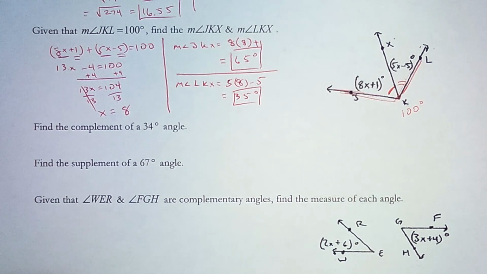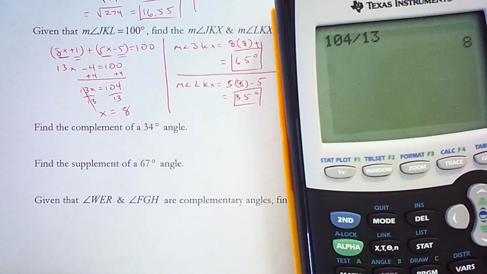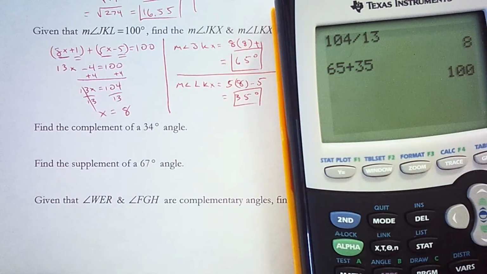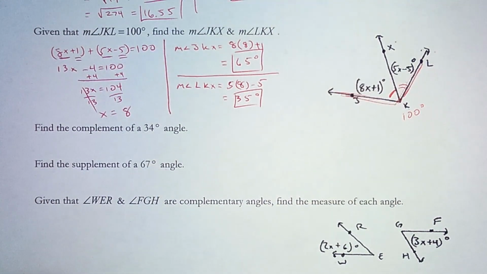Now one way that I can give a quick check here is to add those two angles. 65 plus 35 equals 100, just like it should. We were told it was going to equal 100. We got our two answers, and they do add up to 100 like they're supposed to.